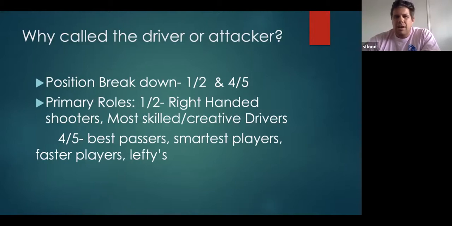So the 4-5 side is your best passers, your smartest players, because they can read the defense if they need to enter the ball to center, or pass it to a driver, or make sure people don't shoot when there's drivers. We'll see an example of that in the Olympics. And then your fastest players. They don't have to be on the 4 or 5 side, but that helps you lead the counterattack.